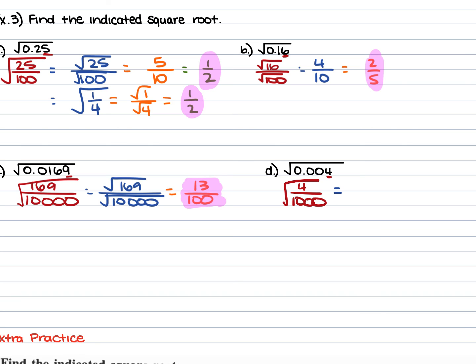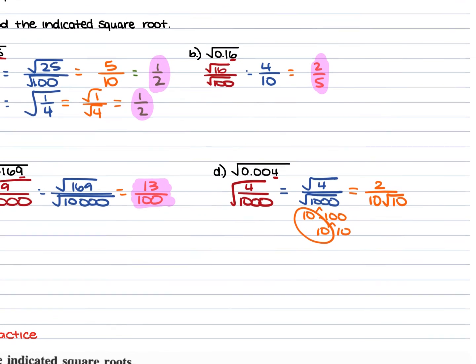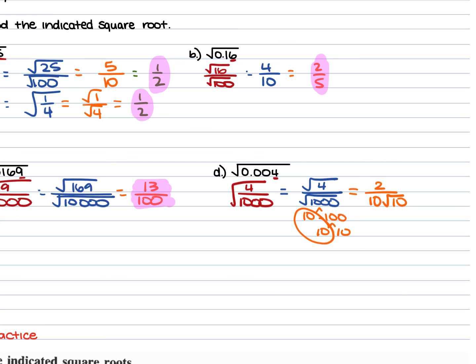This is the same thing as saying take the square root of 4 over the square root of 1,000. That square root of 4 is 2. However, the square root of 1,000, that's 10 times 100. 100 is 10 times 10. So those 10s pair up. The 10 would come out. You still have the square root of 10 left over. You have to rationalize this denominator. You cannot keep a radical in the denominator.